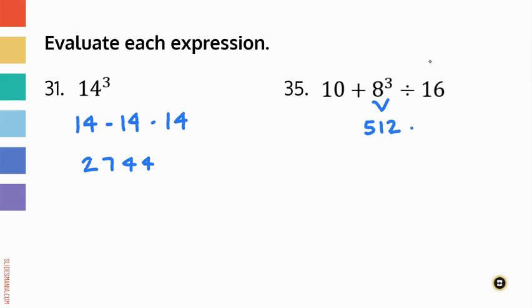And then I'm just going to bring down everything else. So the divided by 16 comes down. And then the plus 10 at the beginning comes down. Okay, next we need to look for multiplication and division. And we do have division. We've got 512 divided by 16. So 512 divided by 16 is going to give me 32. And then I'm going to bring down the plus 10. And then I'm going to do 10 plus 32. And that gives me 42 for my answer.